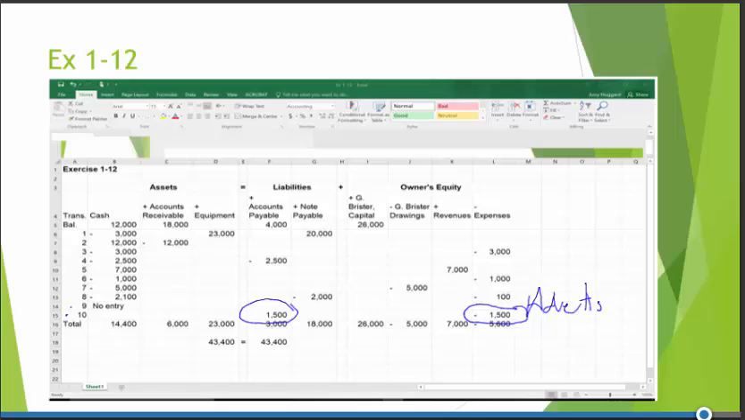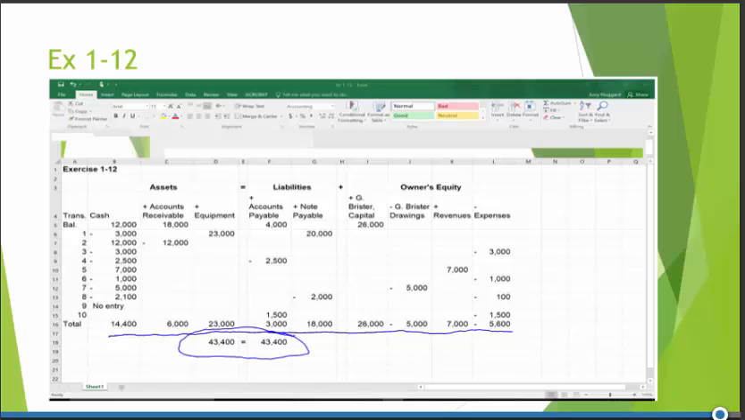So once we finish all of our transactions, we get our totals. So this is our new updated accounting equation, and we make sure it balances. And so as long as it balances, our assets equals our liabilities and owner's equity. So we now have our updated balances at the end of the month.